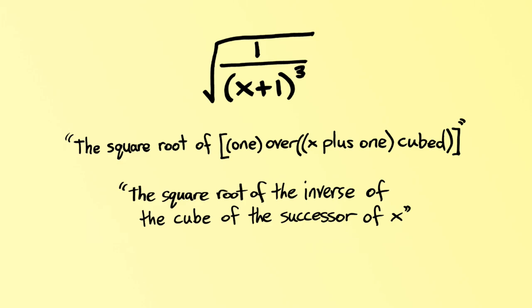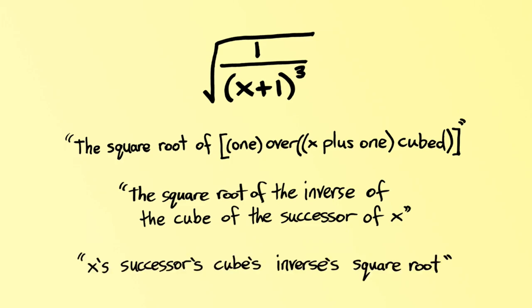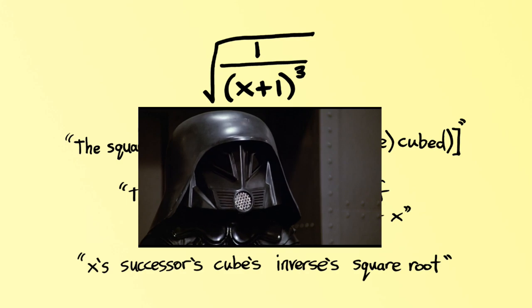That's a lot like our function composition where we had a product of a product of a product of a product. With a different recursion in the grammar, we can reverse the arguments and call this x's, successors, cubes, inverses, square root. Sound familiar? Oh, what if I say it like this? X's, successors, cubes, inverses, square root.